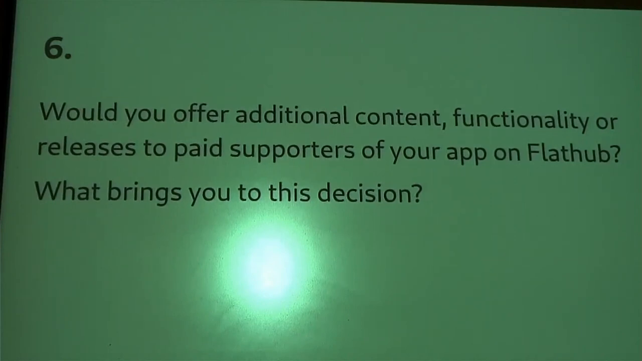Well, I'm certainly not planning that. I think this is interesting for people who are doing that. So if Flathub doesn't provide that functionality, you don't find people using Flathub for that functionality. So if there isn't function, there isn't customer.